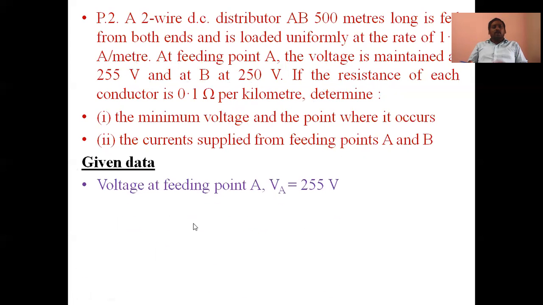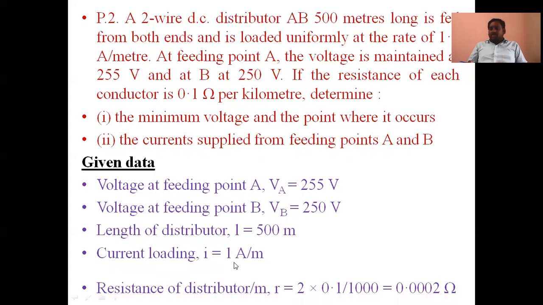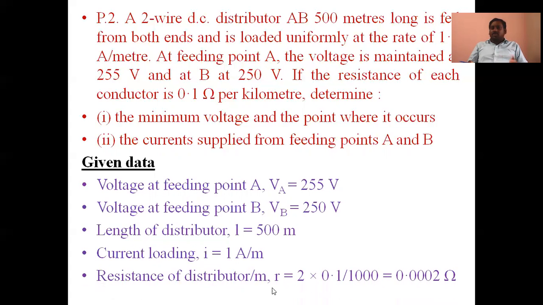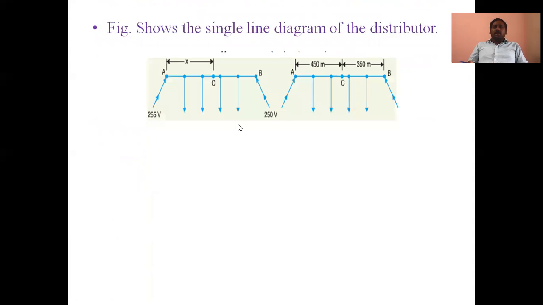So this is the given data. Voltage at feeding point A, voltage at feeding point B, and then length of the distributor L is equal to 500 meters, and current loading I is equal to 1 ampere. Resistance of the distributor per meter. So then the figure shows the single line diagram like this.